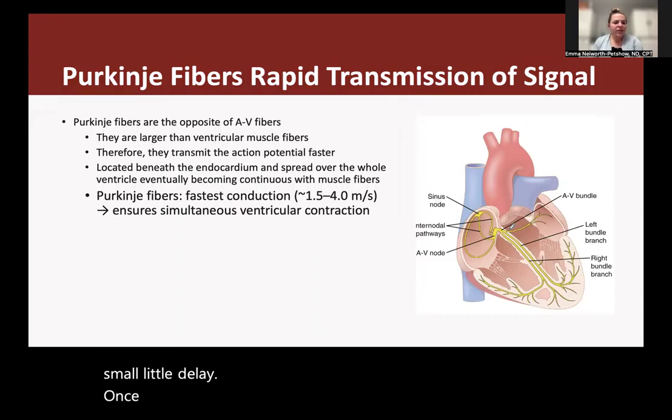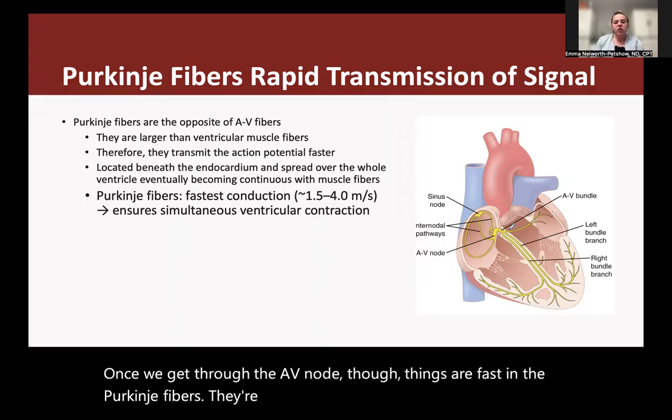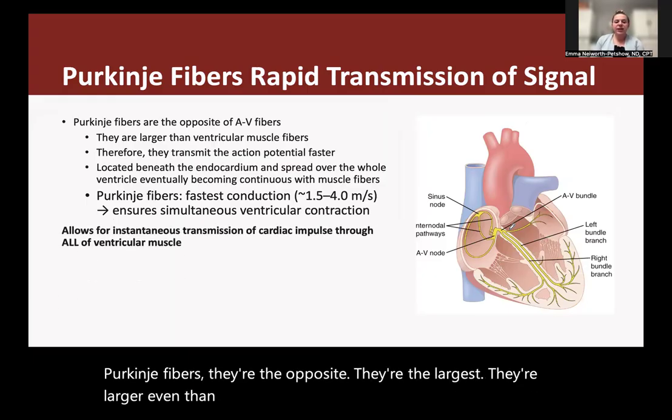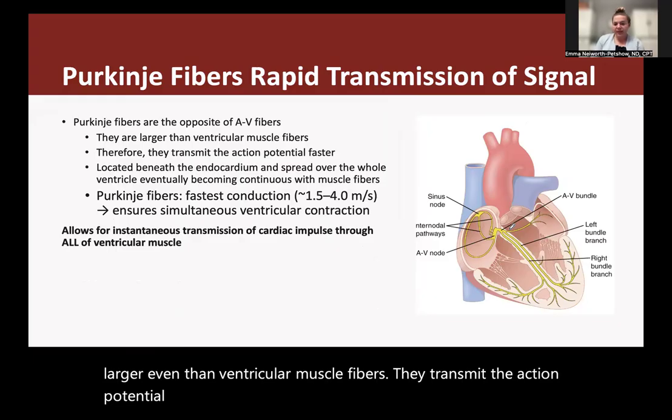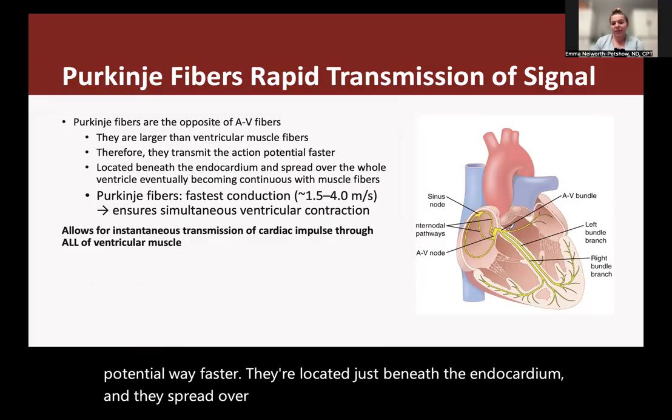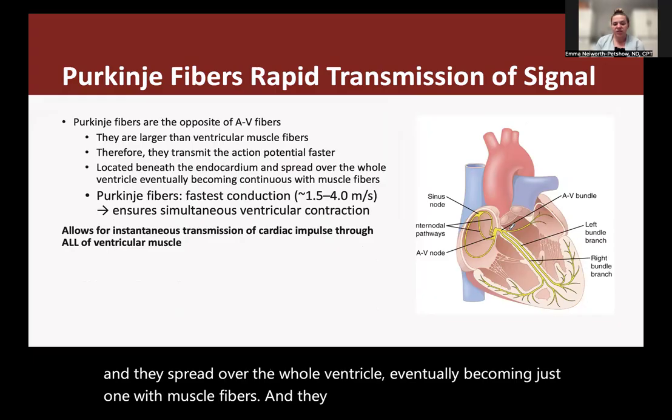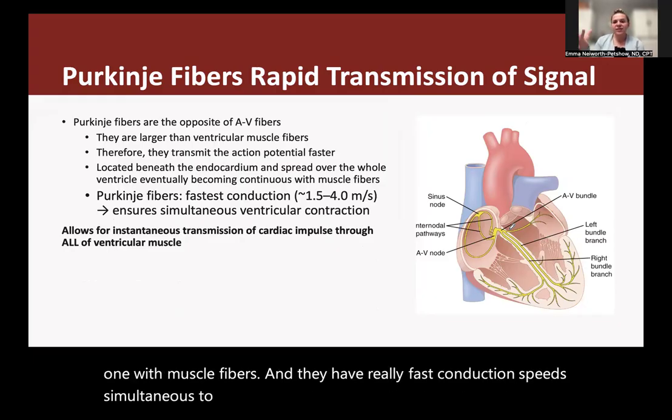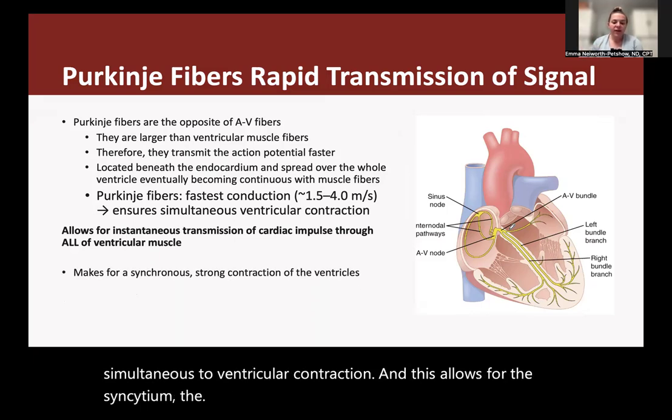Once we get through the AV node, though, things are fast in the Purkinje fibers. They're the opposite. They're the largest. They're larger even than ventricular muscle fibers. They transmit the action potential way faster. They're located just beneath the endocardium and they spread over the whole ventricle, eventually becoming just one with muscle fibers. And they have really fast conduction speeds simultaneous to ventricular contraction. And this allows for the syncytium, the instantaneous contraction of cardiac muscle cells.